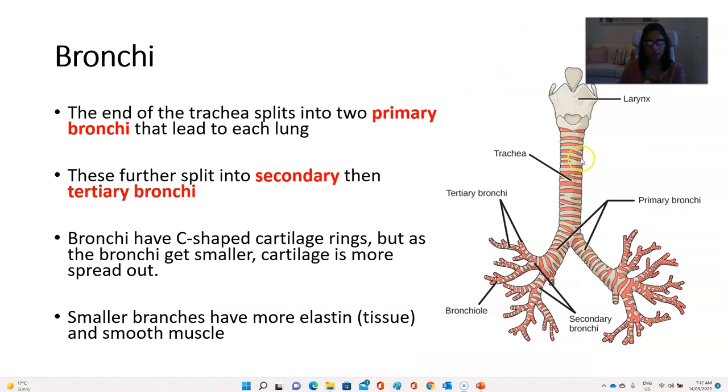Okay, so once we've gone down the trachea, we then split into the bronchi. Now, the first bronchi that we come across are called the primary bronchi. The secondary ones are the ones that split off from the primary ones, and then we have tertiary ones that split off from the secondary. All of these still have those rings of cartilage, the C-shaped cartilage, to keep the airways open. However, the smaller branches, you can see here, have less cartilage on them, and there's more elastin tissue, that's a type of tissue, and smooth muscle that keeps those airways open.